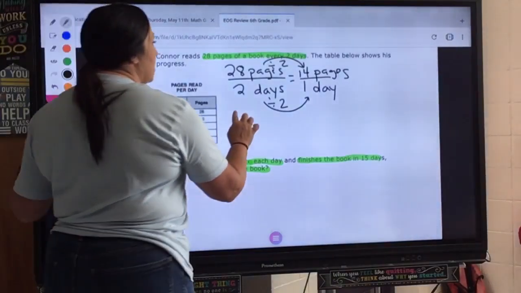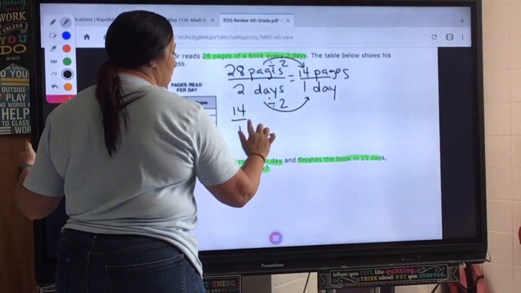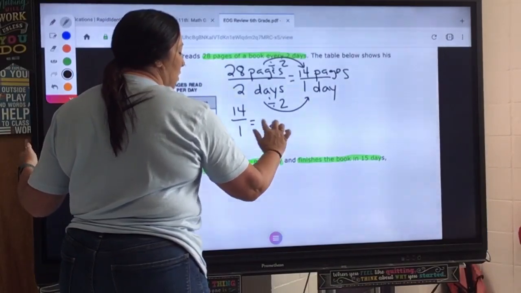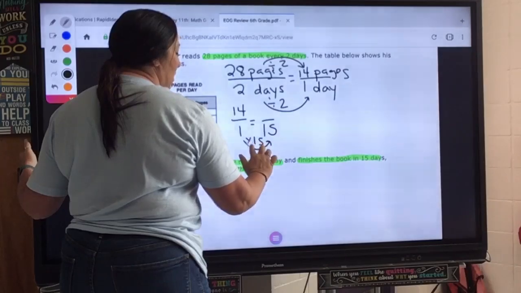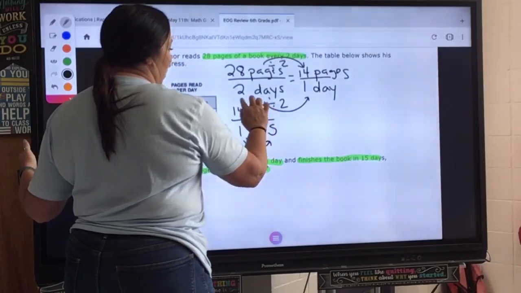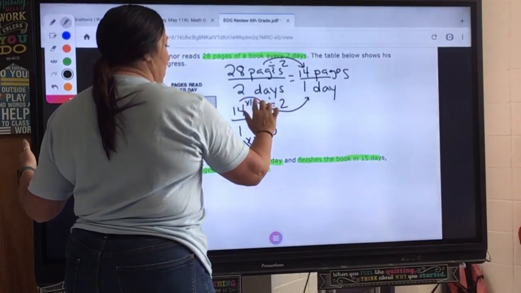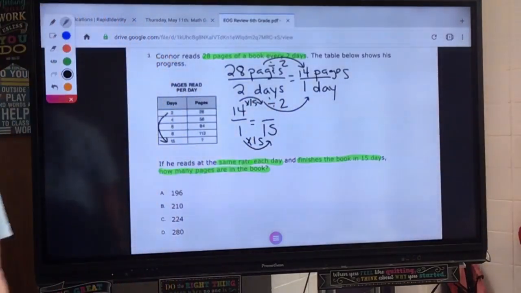Right, so I set it to 14 to 1 equals 15 over something. And I multiply 1 times 15, and 14 times 15, that's a terrible multiplication. Stand up when you have your answer.